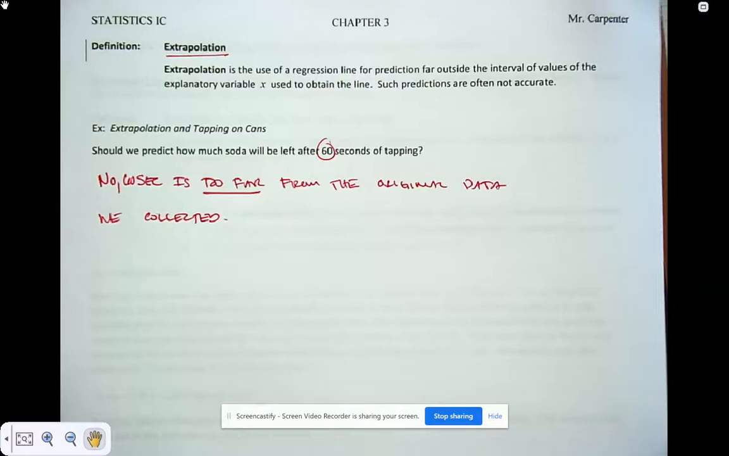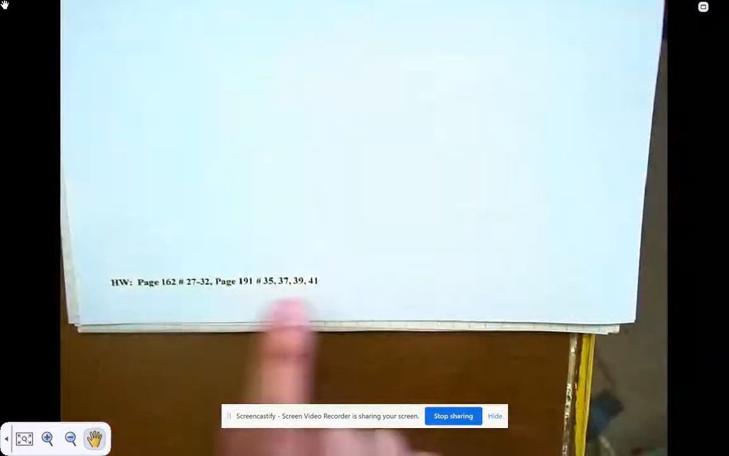That's your lesson for today. At the bottom of the homework, at the bottom of the assignment, you guys can see the homework, which should already be in Schoology for you to work on.